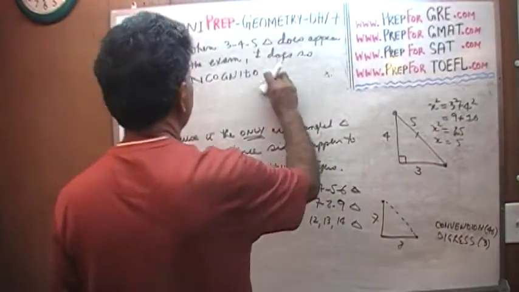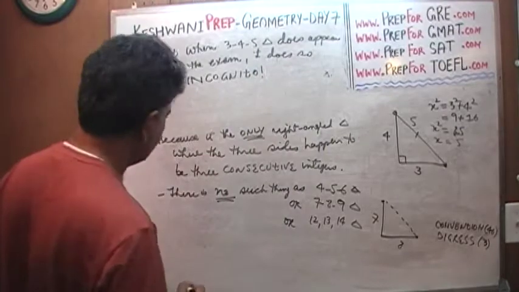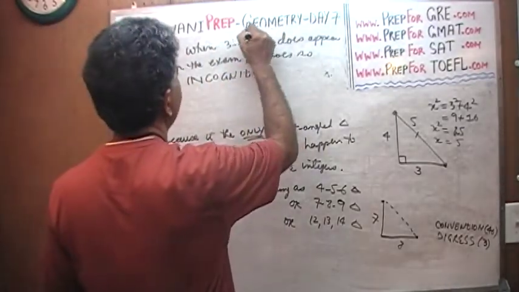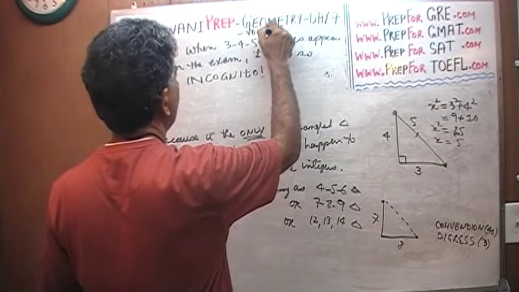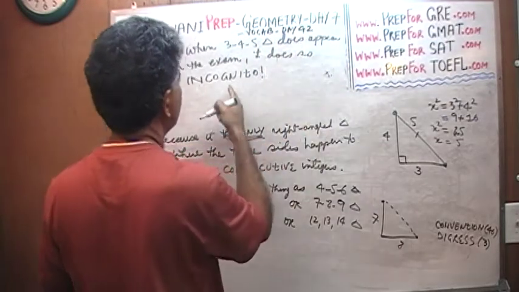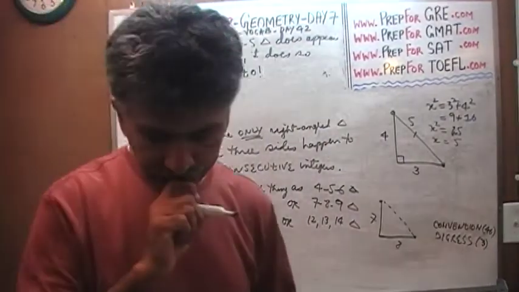I'm going to put it right here. Well, I shouldn't put it right here because that's going to confuse you. Just type in Keshwani Prep vocab day 42 and you will learn this word incognito. It means in disguise. In disguise.